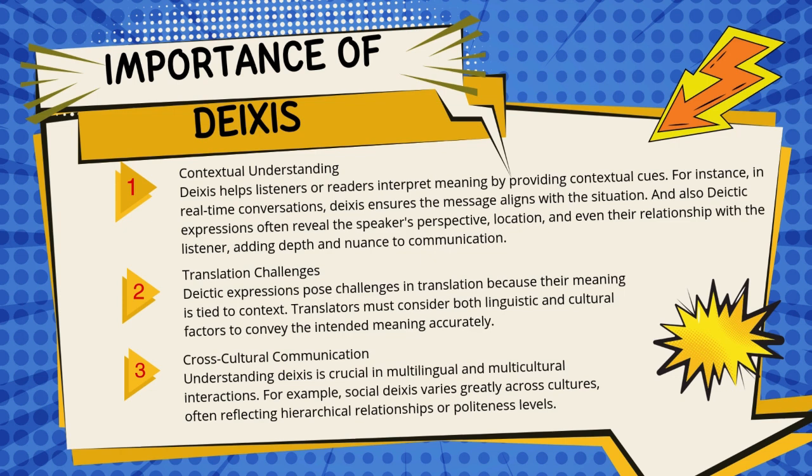And the second one is translation challenges. Deictic expressions pose challenges in translation because their meaning is tied to context. Translators must consider both linguistic and cultural factors to convey the intended meaning accurately. And the third one is cross-cultural communication. Understanding deixis is crucial in multilingual and multicultural interaction. For example, social deixis varies greatly across cultures, often reflecting hierarchical relationships or politeness levels.